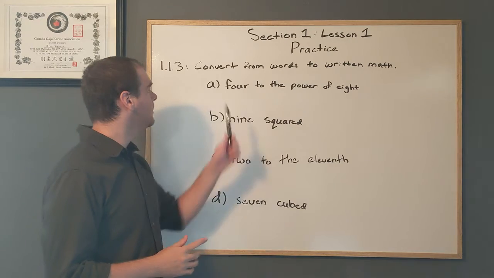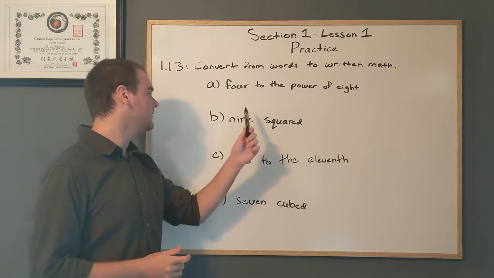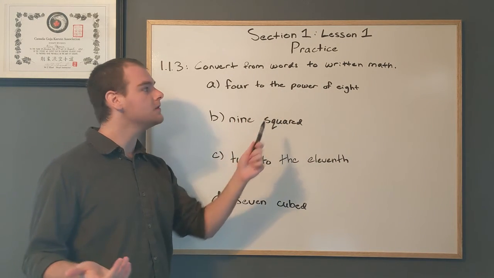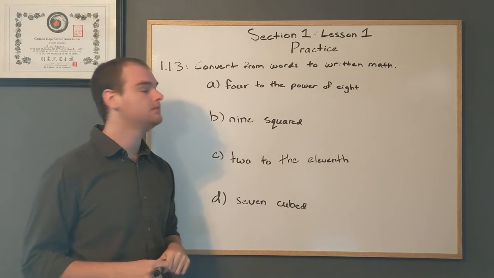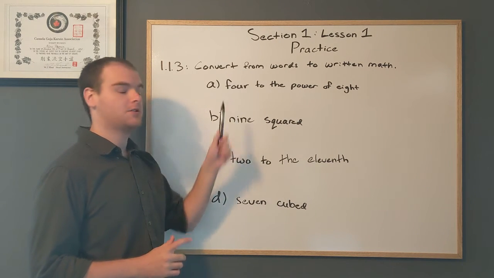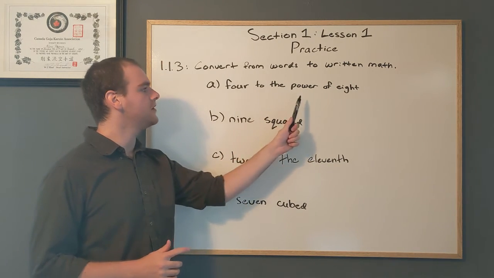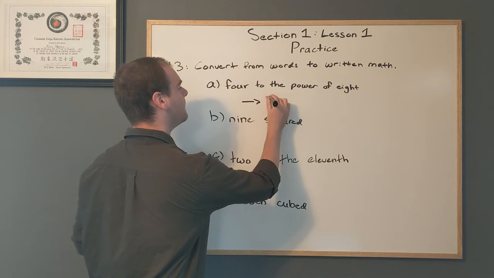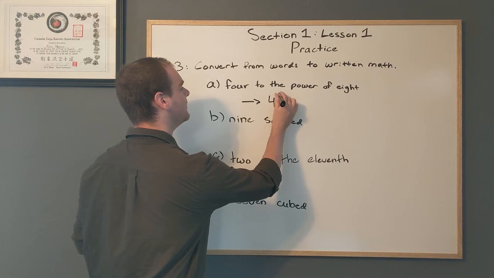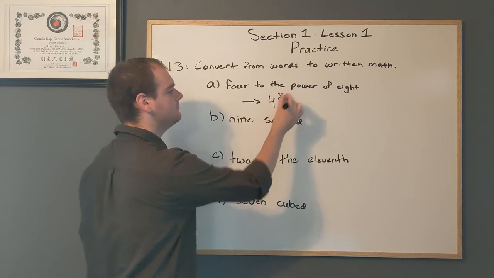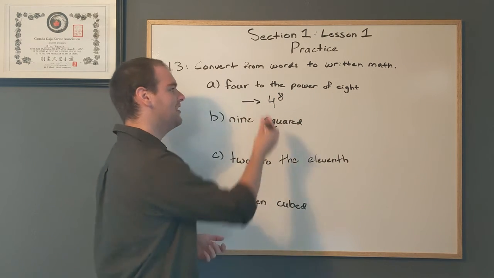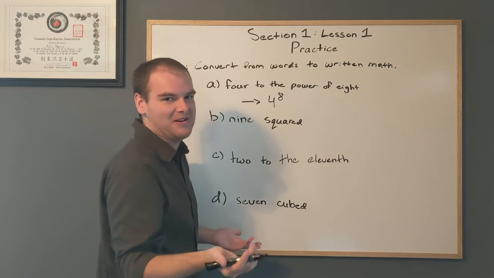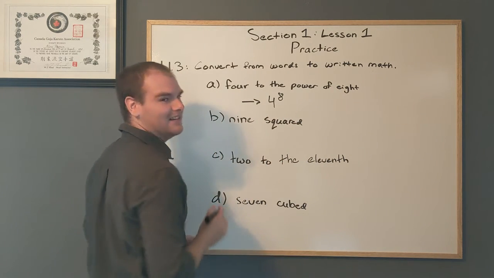In this last question, we'll convert the following expressions from words into written math. So the first part, 4 to the power of 8. That's 4 to the power of 8. You write it, you're kind of going right, left, right, and it just kind of works out, I guess.